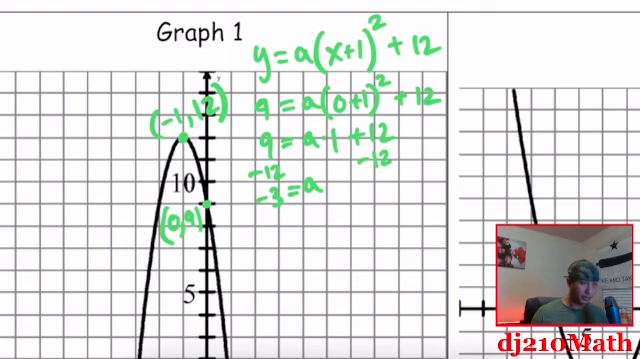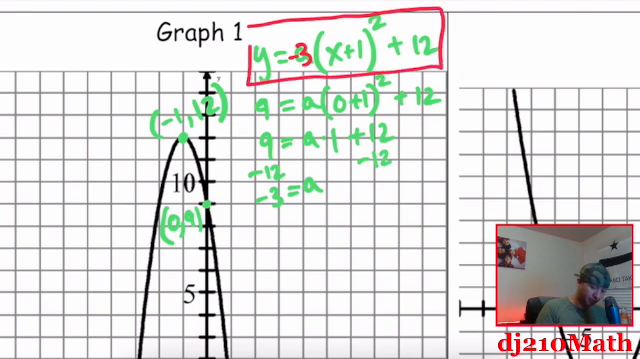Once you know what a is, plug that back in. So this is negative 3 times (x plus 1) squared plus 12. I'm going to cheat a little bit. All right, so that's the vertex form.